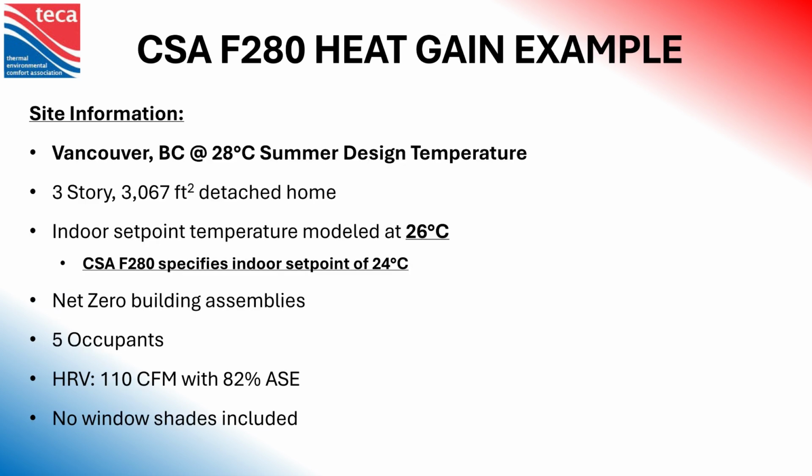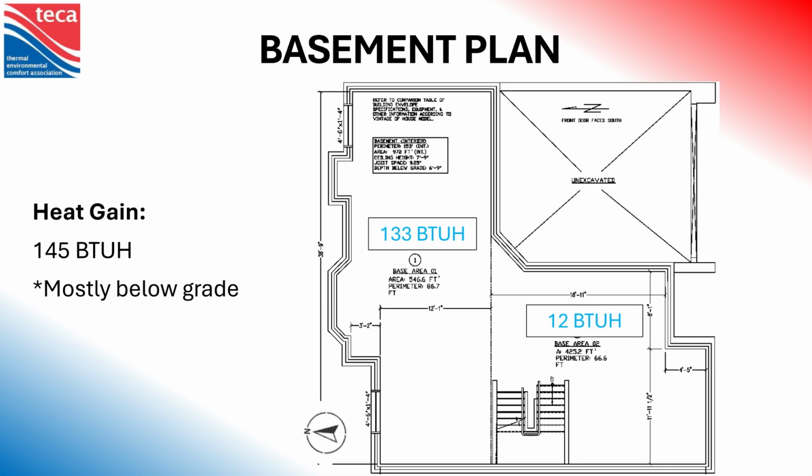Let's look at a heat gain example here. I pulled this example from the appendix of CSA F280. This is a 3-story house that's about 3,000 square feet. I set it in Vancouver, BC, so the summer design temperature is 28 degrees C. I've applied the net zero building assemblies, so this is a very high quality installation. We have very high quality windows, lots of insulation in the walls and the ceilings. And we have 5 occupants, an HRV running at 110 CFM with 82% sensible efficiency, and the windows have not been shaded at all.